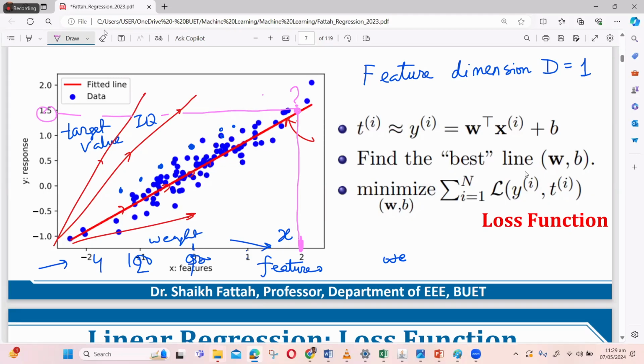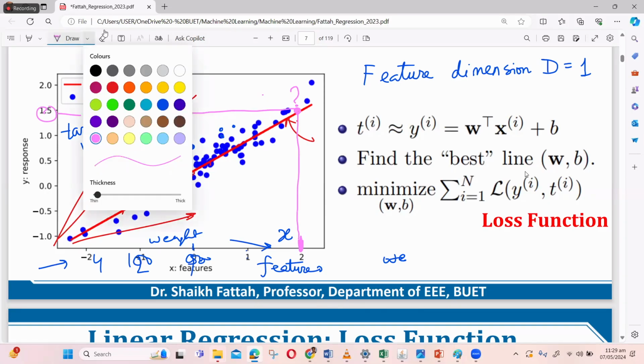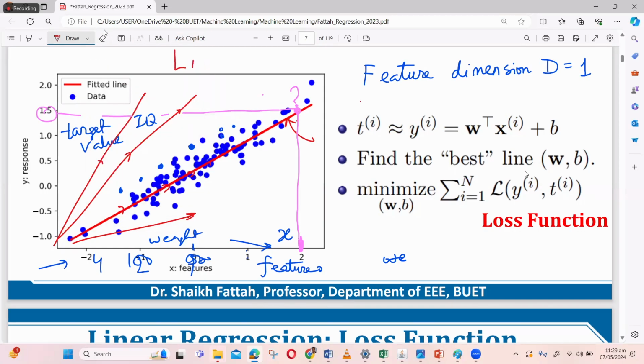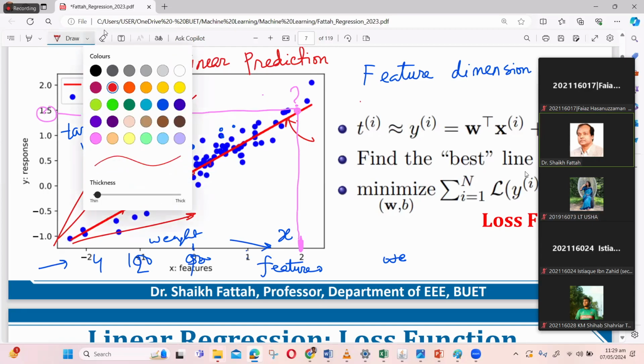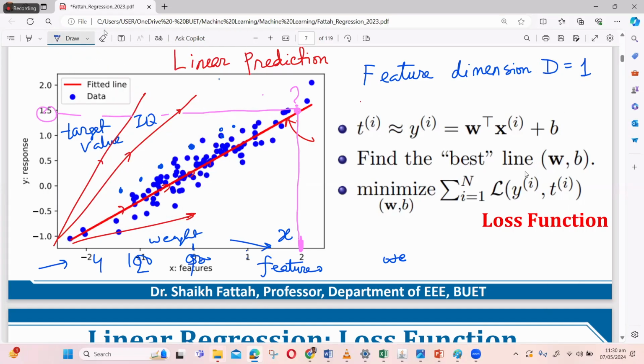As we said, that line can be linear or non-linear. At first, in our last class, we started with a linear prediction. So our objective is to find a linear predictive line, which is, as I said in our last class, something like y equals mx plus c, or mx plus b.